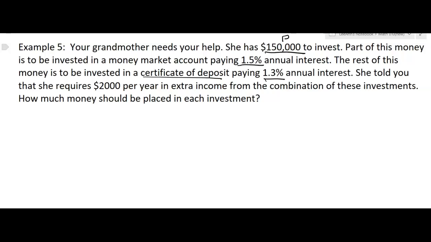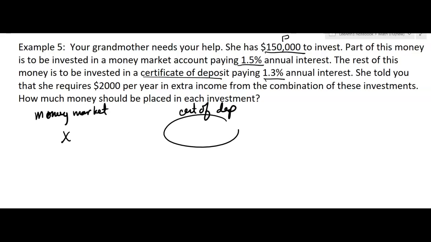Okay, so this is what's happening. She's going to have a money market, and she's going to have a certificate of deposit. And then she's going to put some of her money in the money market, and then the rest, this part here, is going to be in the certificate of deposit. But remember, together, it has to be $150,000. That's how much money she has to invest.